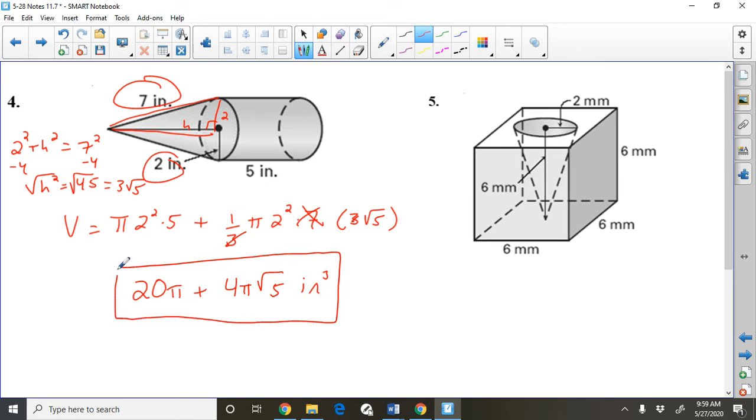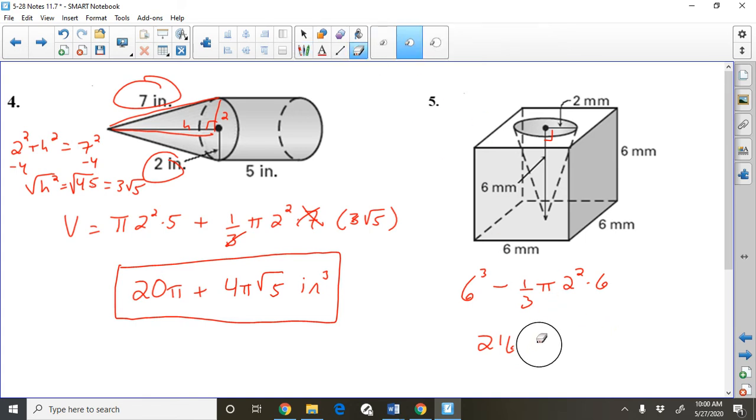You may have answers that look like this. Here I have a cube that's 6 by 6 by 6 that the cone has been cut out of. So I'm going to find the volume of the cube minus the volume of the cone. And that 6 is the height because we can see it's the perpendicular length in that diagram. So here 6 cubed is 216. And when I do 1/3 times 4 times 6, that's a minus, I get 8 pi. So I have 216 minus 8 pi, and my unit is cubic millimeters.